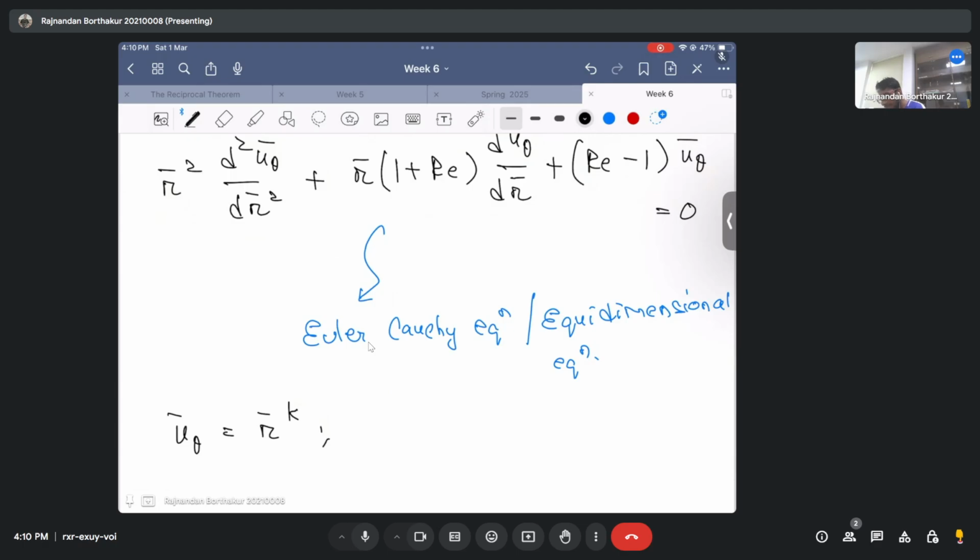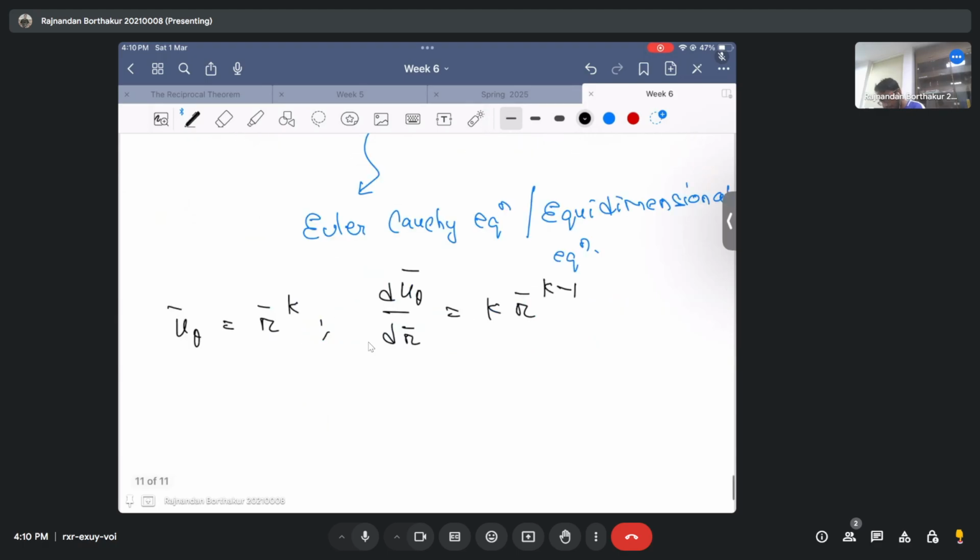So if u theta is this, then what is du theta bar by dr bar? It will be k times r bar power k minus 1. And the other term, d2 u theta bar by dr bar squared, would be k times k minus 1 times r bar power k minus 2.